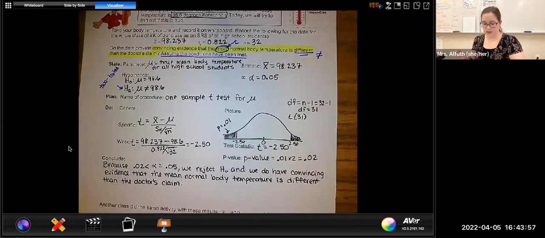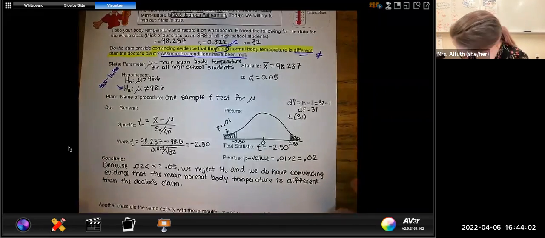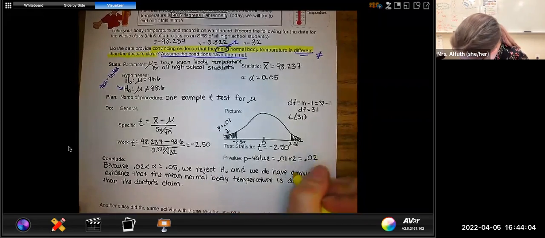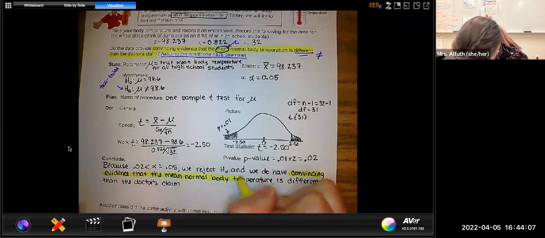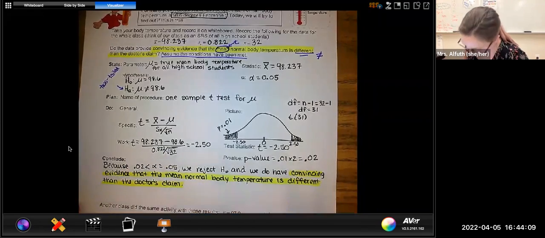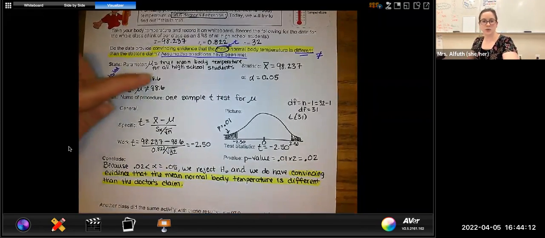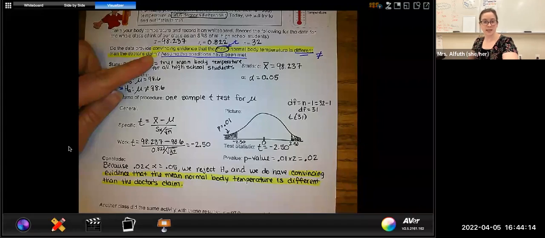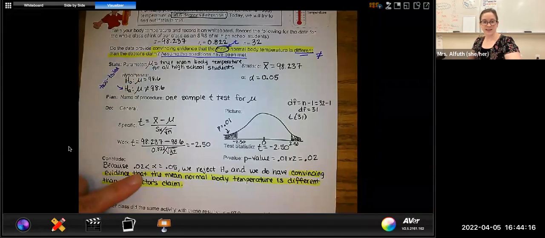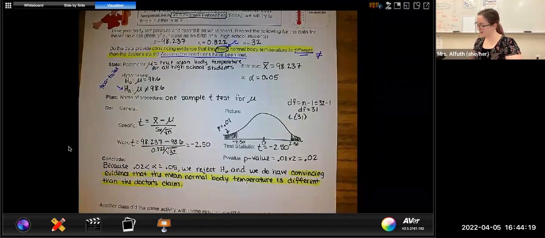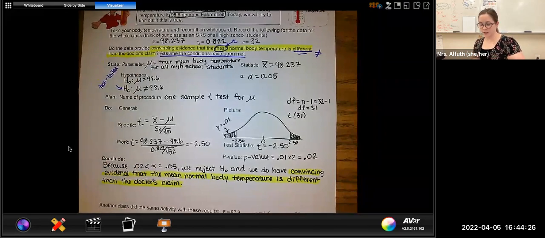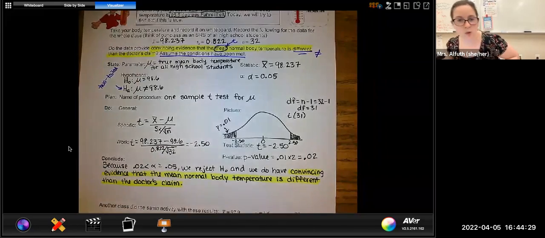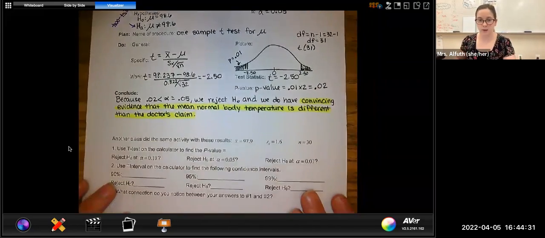I want you to notice something here. We rejected the null hypothesis, and this whole part here, where we said we do have convincing evidence that the mean normal body temperature is different than the doctor's claim, I literally just rewrote from what the question was asking. Do the data provide convincing evidence of this? Yes, they do. I just repeated it. Nice and simple. So we just did the state, plan, do, conclude. Now let's take a look at what this looks like in the calculator.